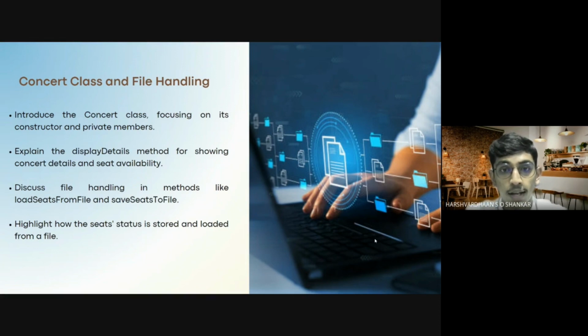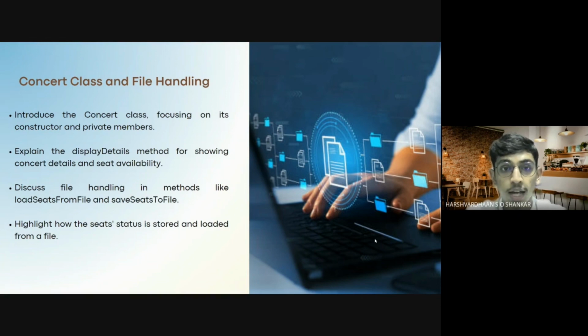For the discussion of file handling in the load seats from file and save seats to file methods, the load seats from file method in the concert class handles the reading of seat statuses from the seats.txt file, populating the seats vector accordingly. In contrast, the save seats to file method manages the writing of seat statuses from the seats vector back to the same file. These file handling methods ensure persistence and synchronization of seat data between the program and external storage, facilitating seamless management and updates to seat availability across different programs.